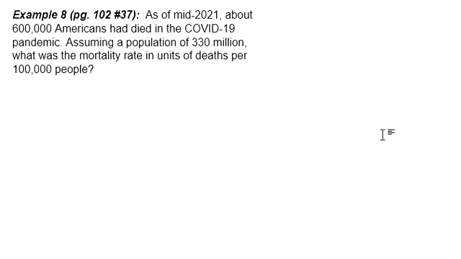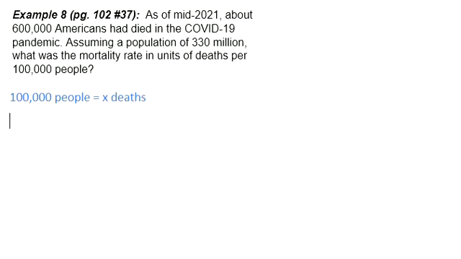Example 8. As of mid-2021, about 600,000 Americans had died in the COVID-19 pandemic. Assuming a population of 330 million, what was the mortality rate in units of deaths per 100,000 people? Okay, so the question is, what was the mortality rate? So we're comparing the number of deaths out of a population. So I know in 100,000 people, I want to know how many of those died.